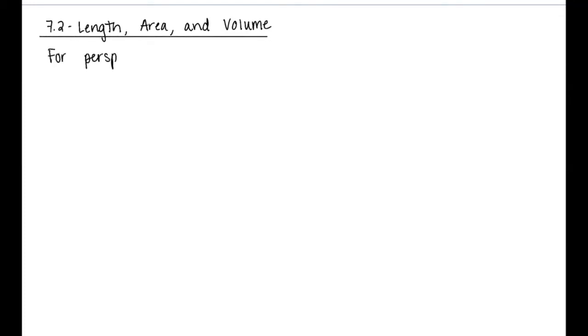So 7.2 is length, area, and volume. Okay. So to kind of just put into perspective these units, 1 kilometer is about 0.6 miles, since we're accustomed to this, and 2.5 centimeters is about 1 inch. Okay.